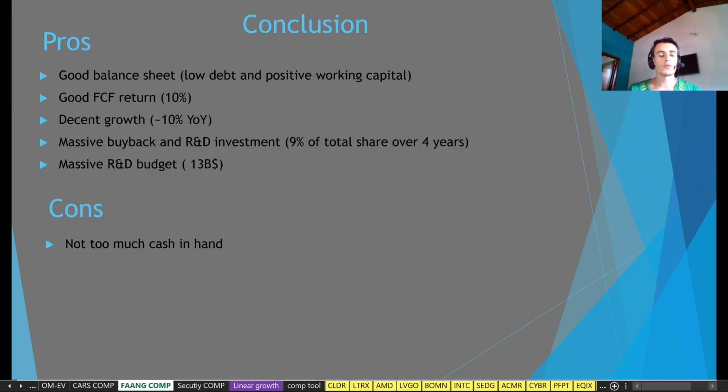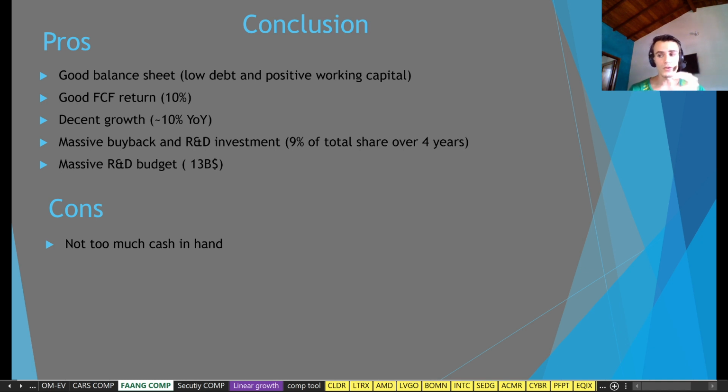Just as a conclusion, for me, Intel benefits from a good balance sheet, very little amount of debt, positive working capital. They have a good free cash flow return, so it's not 10% here, sorry, but more like 6% if you consider R&D. They have also a decent growth, a bit less than 10% year over year. But what really makes their strength is the fact that they generate a lot of cash, which is hidden in this cash flow statement. And they use it at the moment for massive buyback, up to 9% of the total shares.